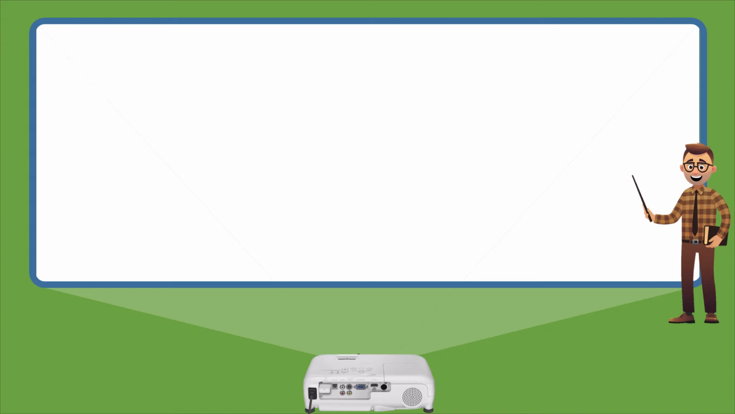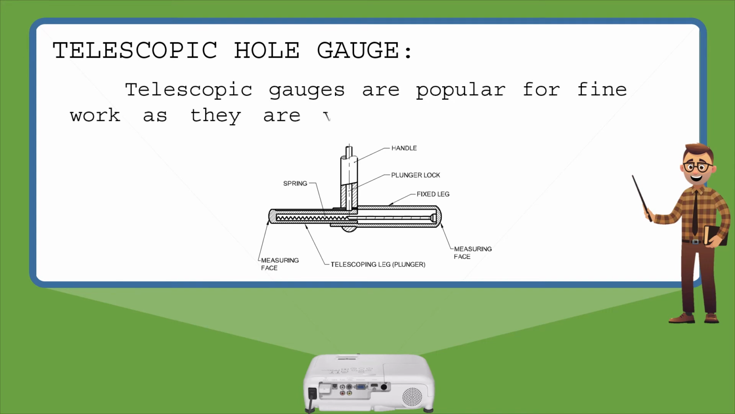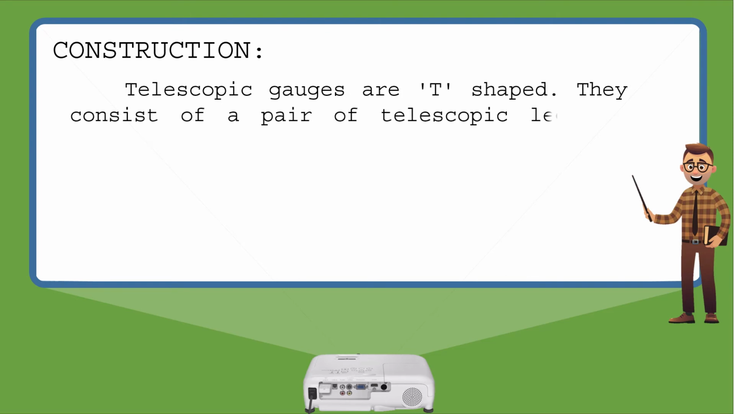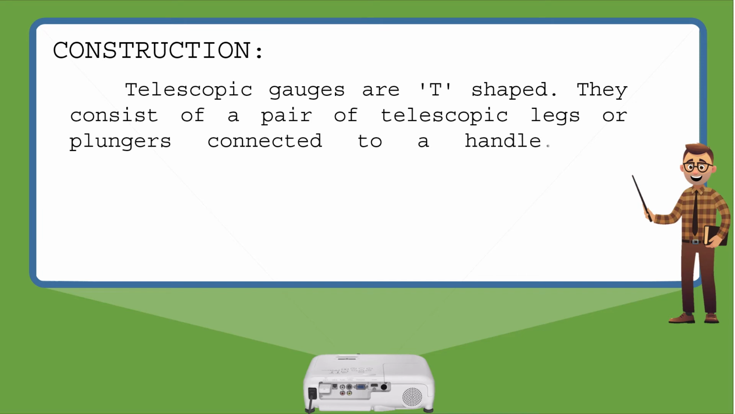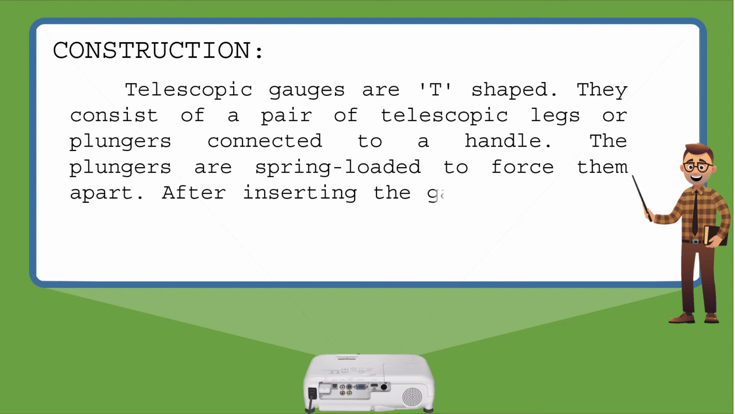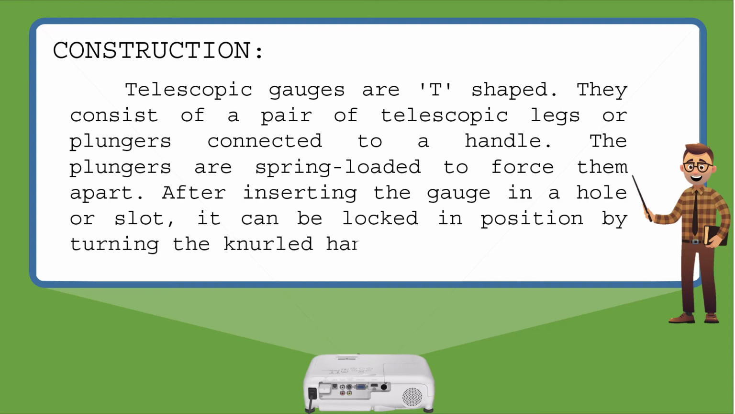Now see about the first type, telescopic hole gauge. Telescopic gauges are popular for fine work, as they are very rigid and have a better feel. Let's go for the construction of telescopic gauge. Telescopic gauges are T-shaped. They consist of a pair of telescopic legs, or plungers connected to a handle. The plungers are spring-loaded to force them apart. After inserting the gauge in a hole or slot, it can be locked in position by turning the knurled handle.